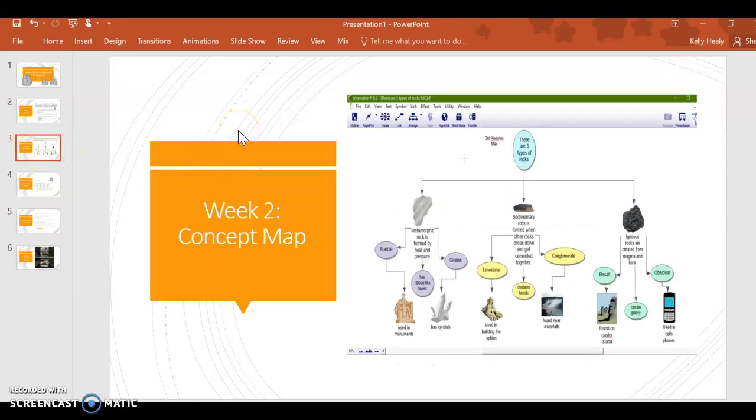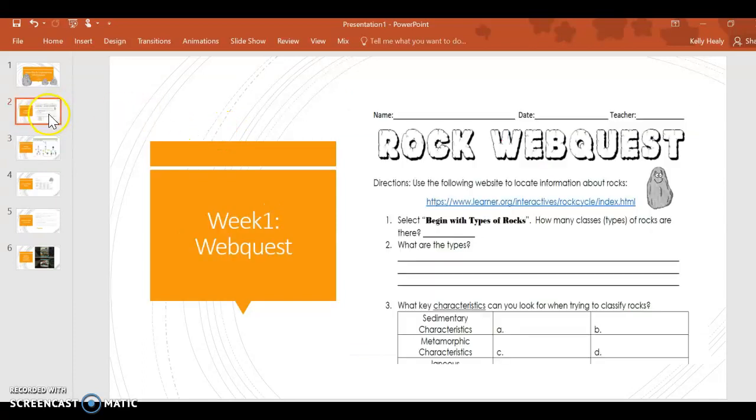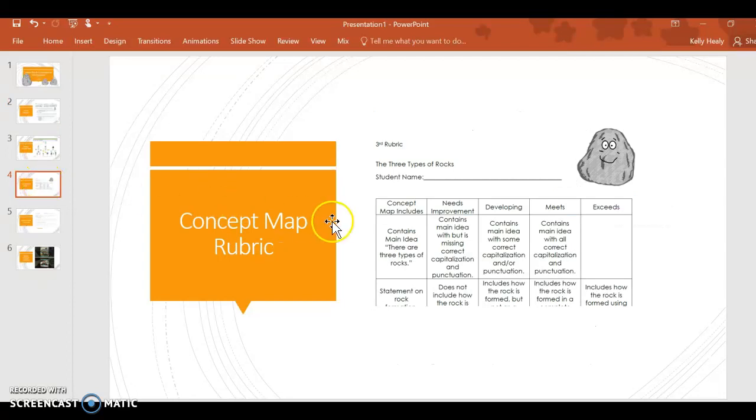Week 2, we began a concept map using the program Inspiration. Inspiration is a concept mapping, mind mapping software. Students would add a main idea and then link concepts to that main idea in relation to the information that was learned and discovered through the rock web quest. Students received a rubric so that they would know how they could meet or exceed the expectations for this task.